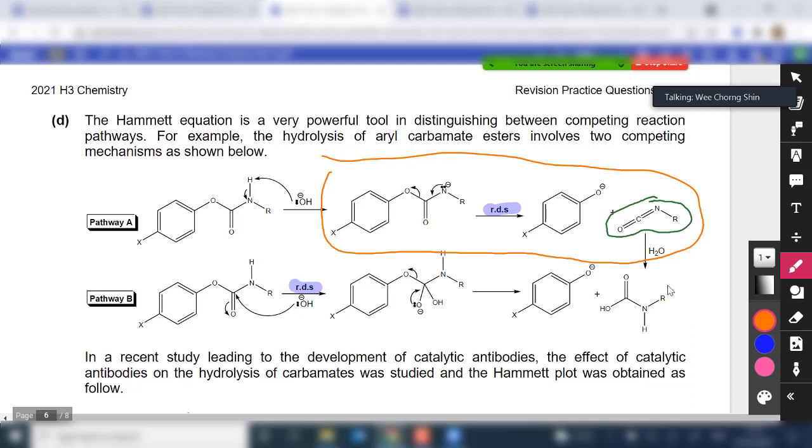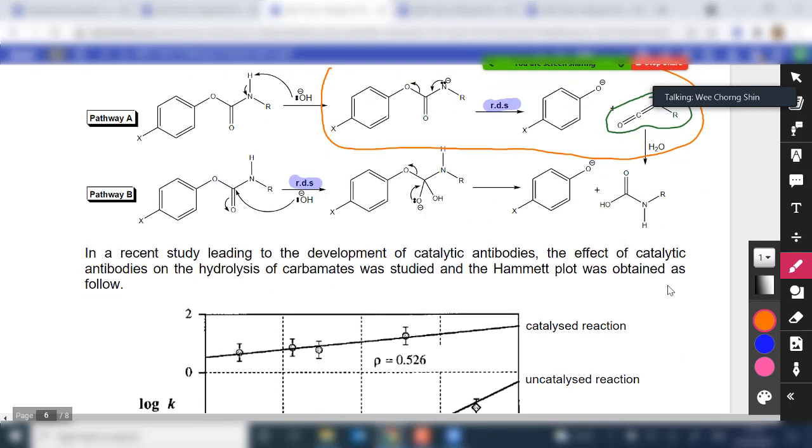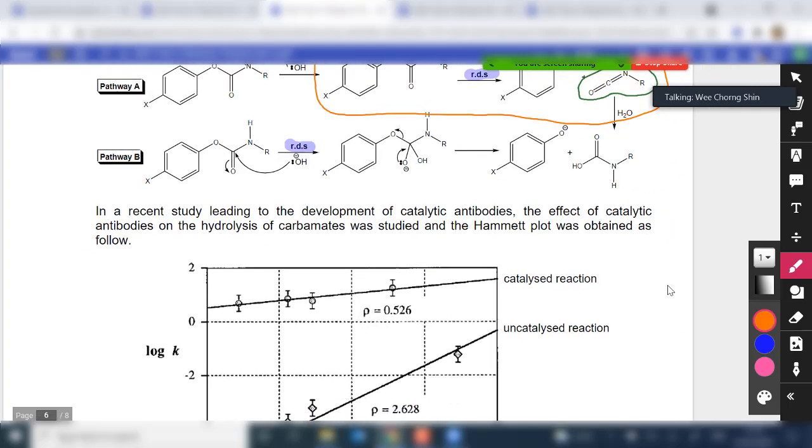But pathway B, your rate determining step, right? Whack the carbonyl carbon, develop the negative charge at the O. Substituent effect so far away, right? Important or not? Important, but not so important. As in, of course, there will be some importance. So I tell you the answer already. In fact, actually I told you the answer indirectly.